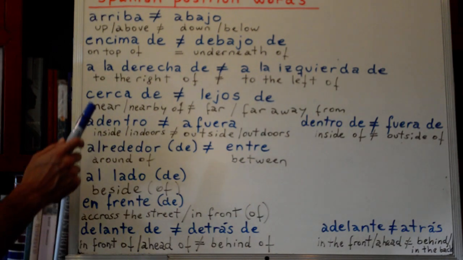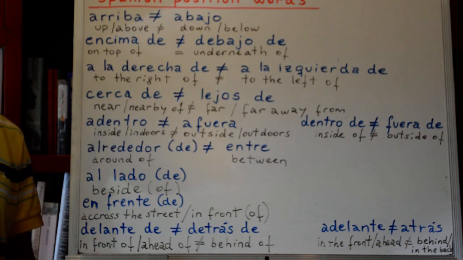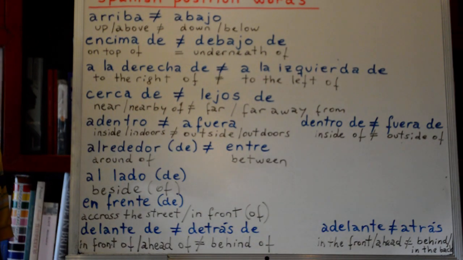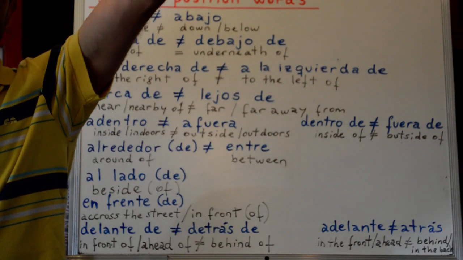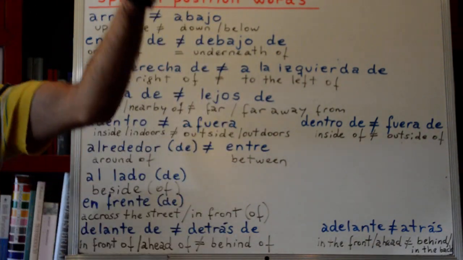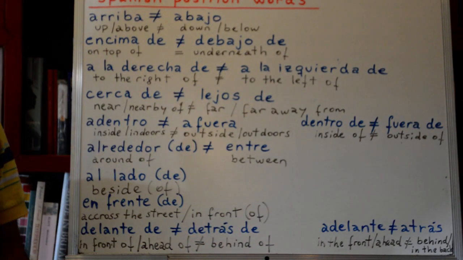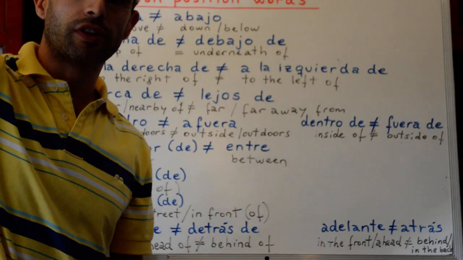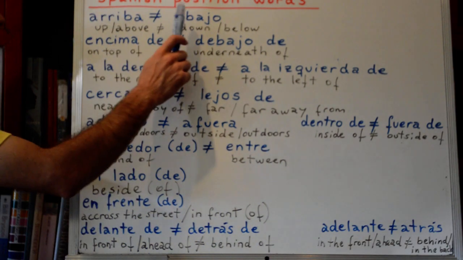Let's begin with arriba and abajo. Arriba is up, abajo is down, okay? Or above and below. Esto está arriba, this is above. Esto está abajo, this is below. Or arriba, abajo, up and down. If we want to say something is on top of something or underneath something else, we do not use the words arriba, abajo, okay?